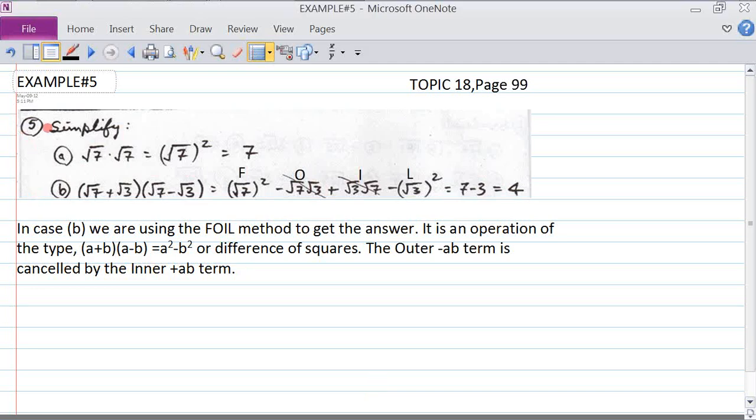example 5. We've got to simplify this, the square root of 7 times the square root of 7. Now because the index is the same, we can multiply 7 times 7 and get the square root of 49, and the square root of 49 is 7. Or we can just say this is root 7 times root 7, which gives us 7. So it doesn't really matter which way you use it.